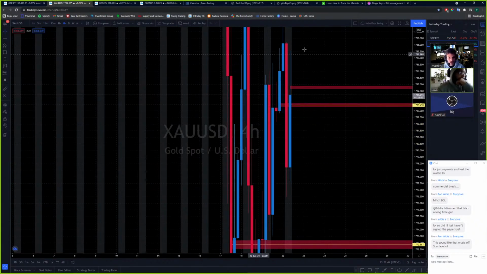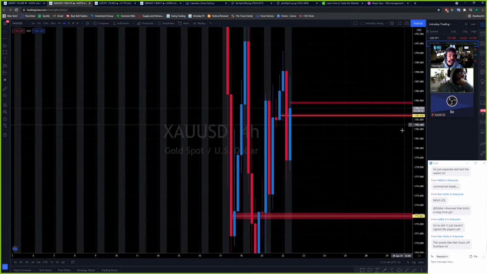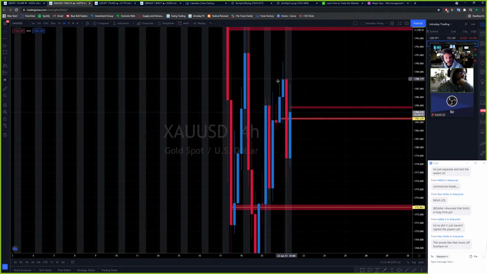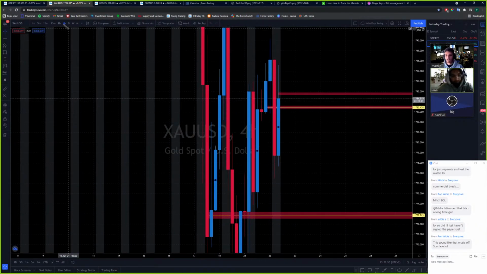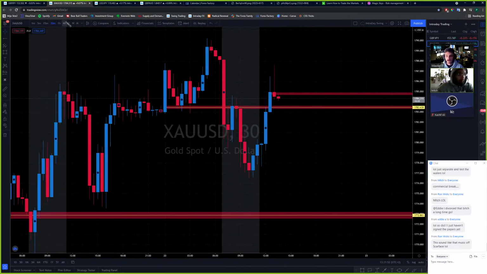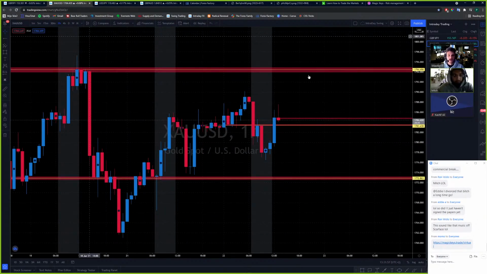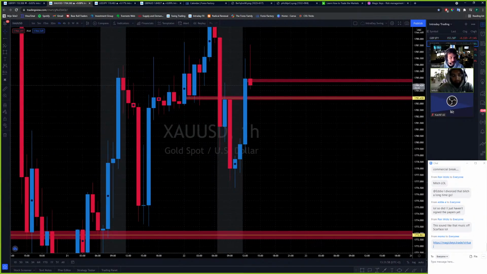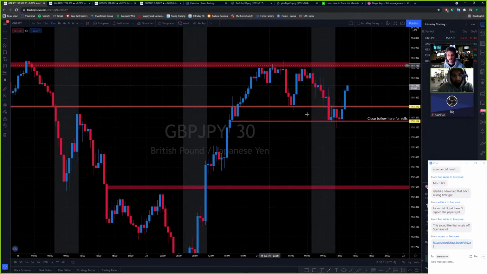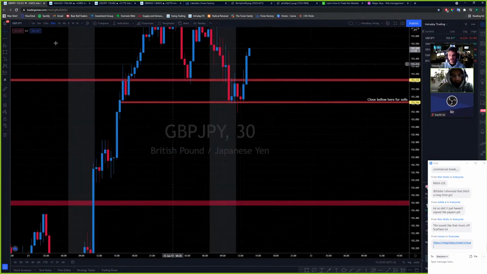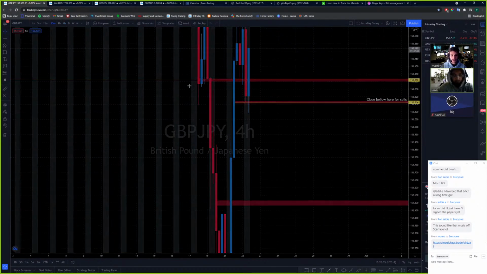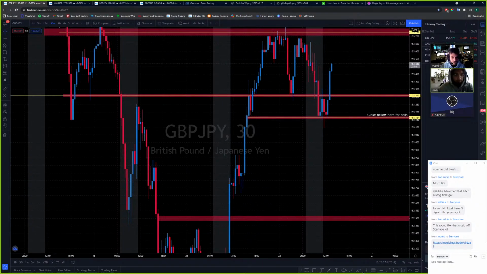Because now we're starting to reject this resistance. And it's ranging, so you want to sell resistance, buy support. Yeah, the analysis on gold is a bit funky this session. It's pretty slow. You've got GJ pushing higher and higher. Really didn't expect it to do that, but that's okay.